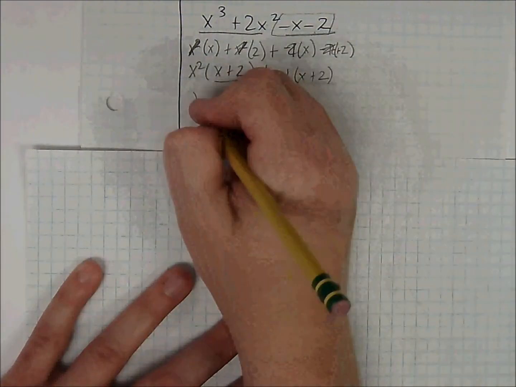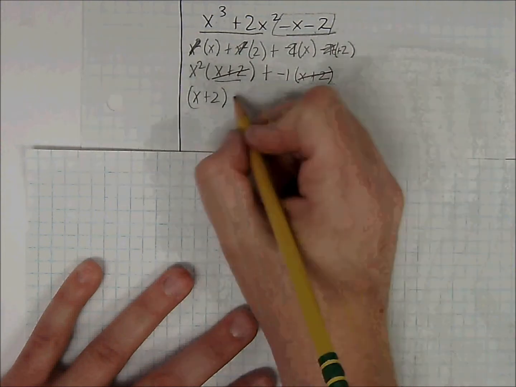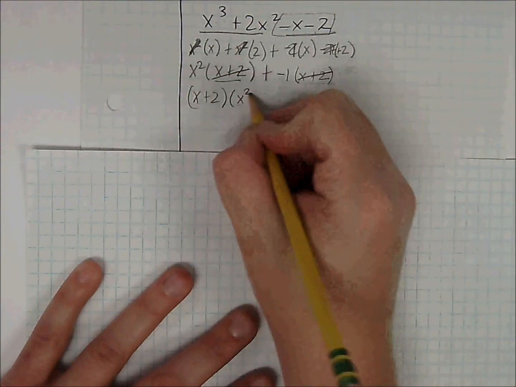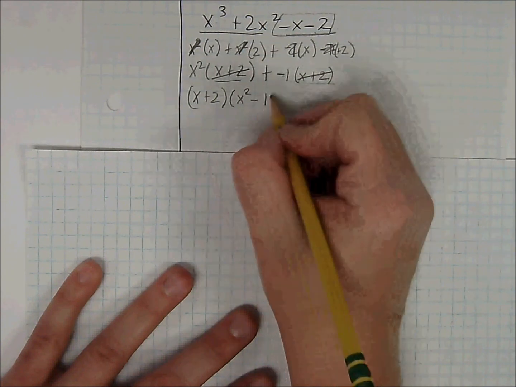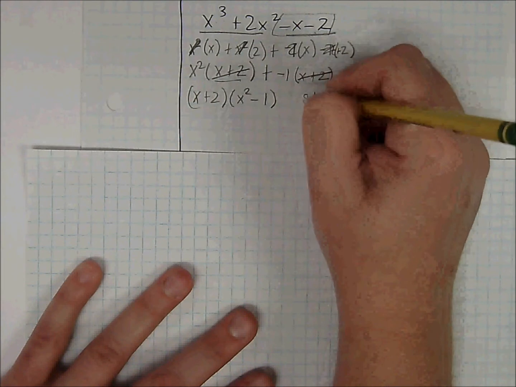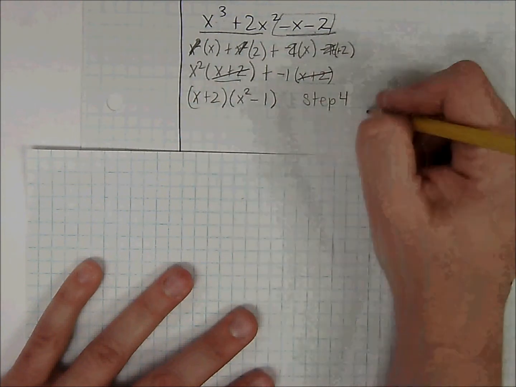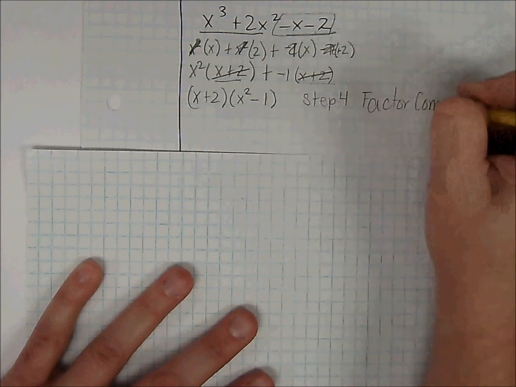Here I take out my x plus 2. And when I do that, I'm left with x squared minus, because a plus and a minus next to each other means minus 1. Step 4, for the first time we've been introduced to step 4, we have to factor completely.